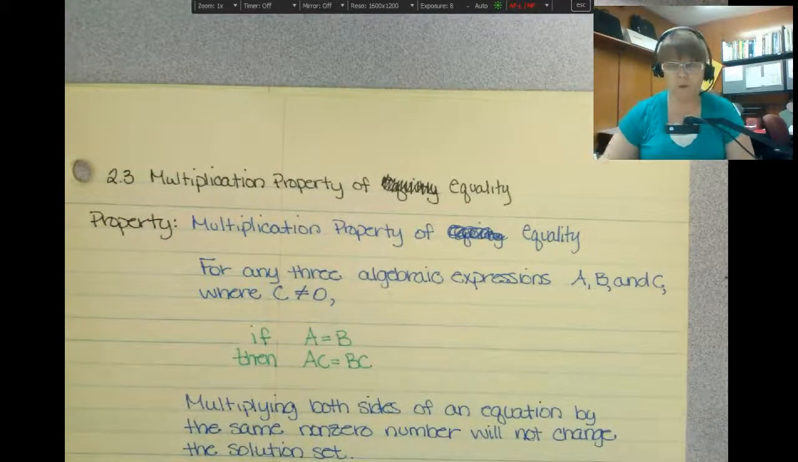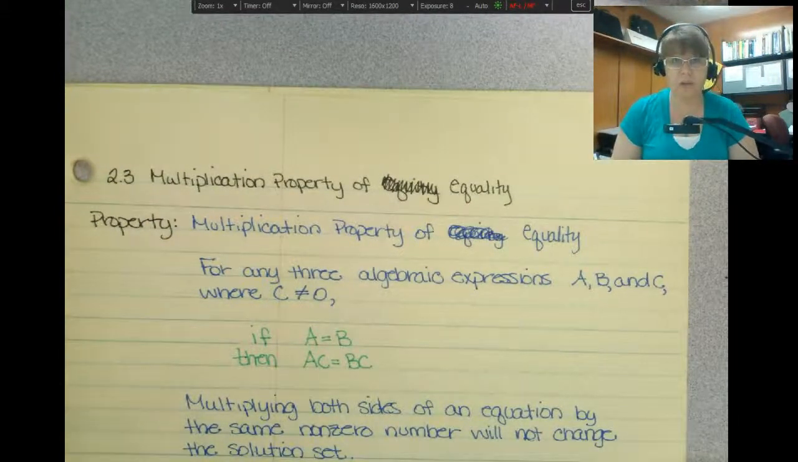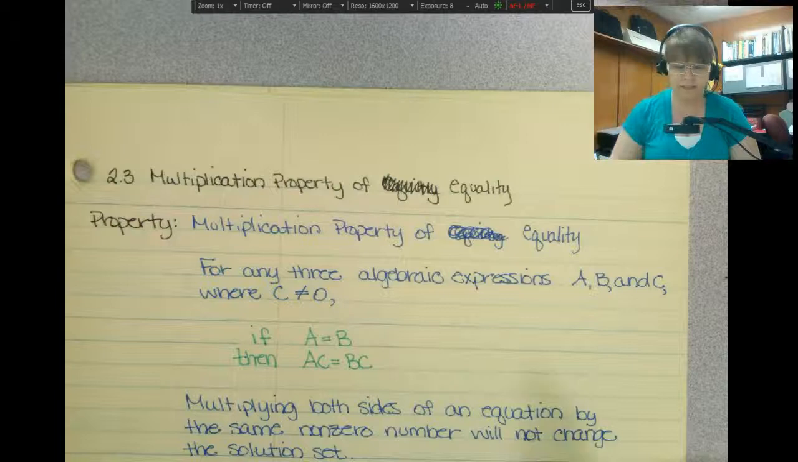For a more formal way of saying it, if any three algebraic expressions A, B, and C, where C is not 0, if A equals B, then AC equals BC. So multiplying both sides of an equation by the same non-zero amount will not change the solution set.